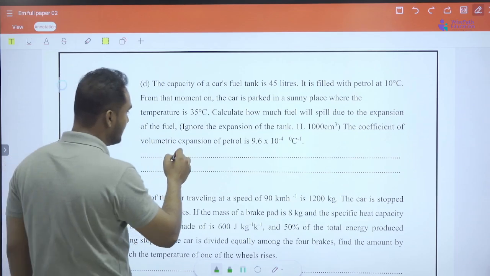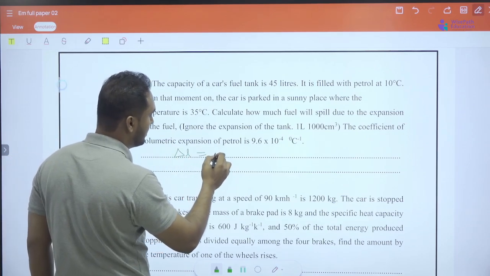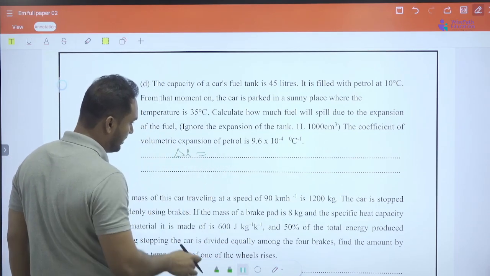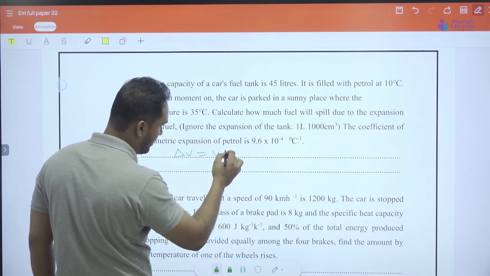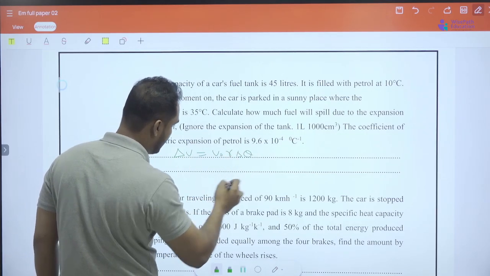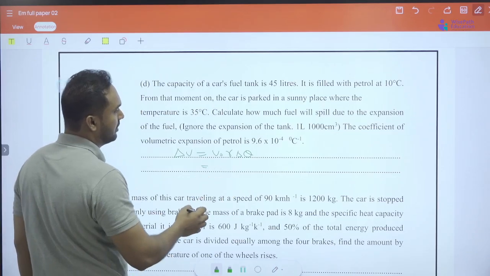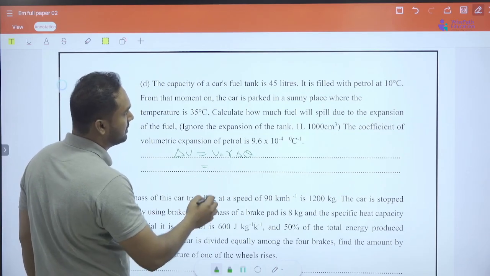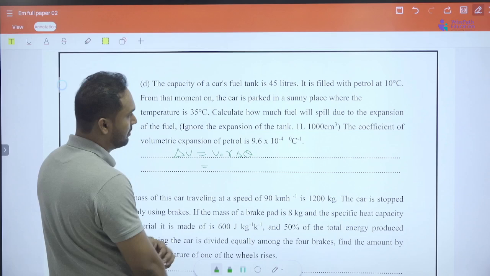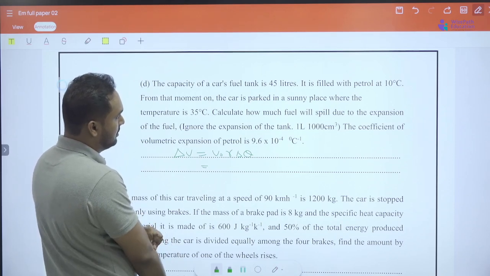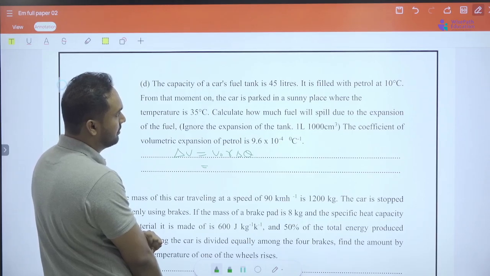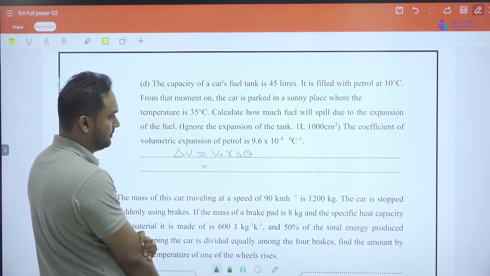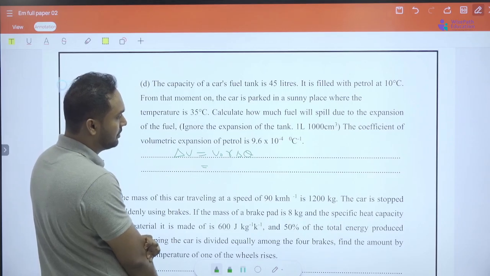Right. Should be delta V equals V naught gamma delta theta, right? So you have to apply the values. V naught says 45 liters. Now, you can't put it in liters. You have to convert it into cubic meters. Better you apply in cubic meters.